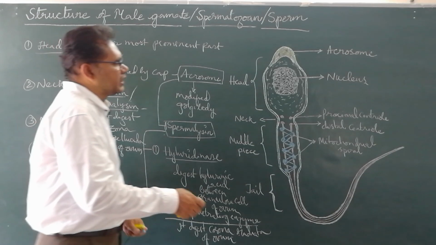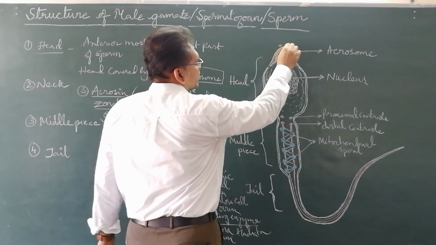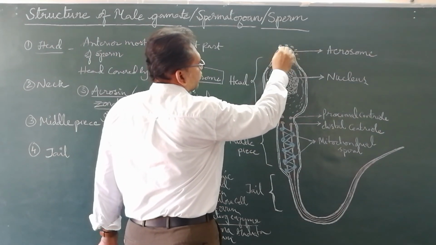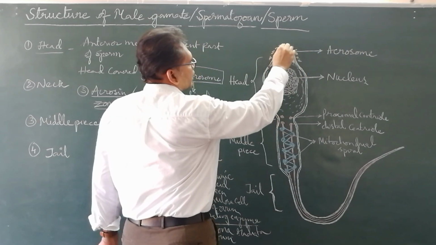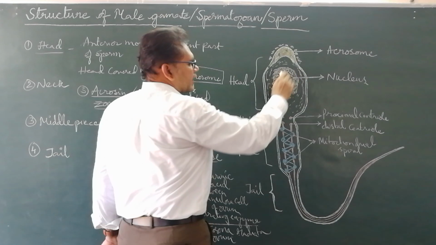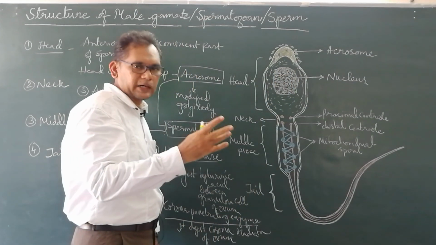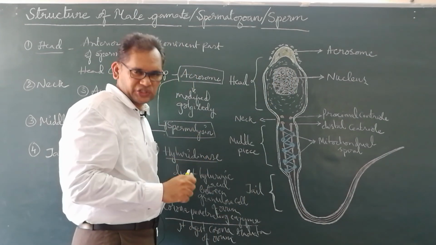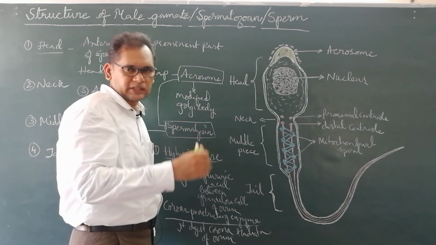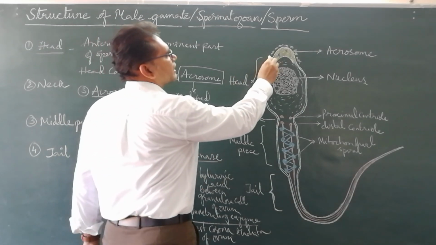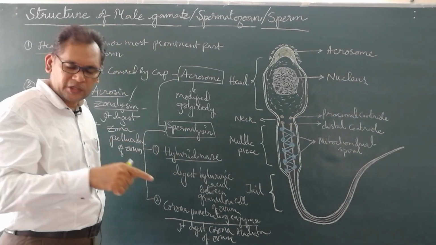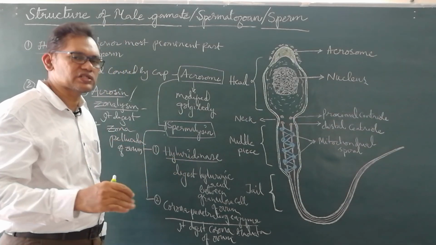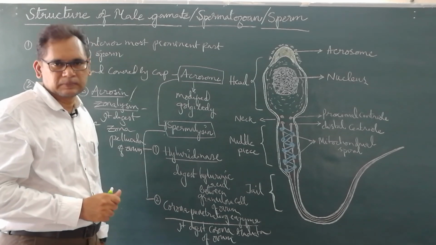The head region, the acrosome, also has certain inhibitors. These inhibitors are released, and the head gets activated in the female reproductive tract. That process is called capacitation. We will discuss it in later classes. It has some inhibitors on its head, and these inhibitors are lost in the female reproductive tract. This is called capacitation.